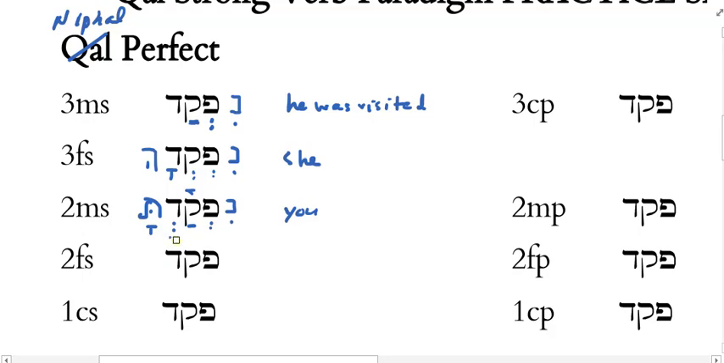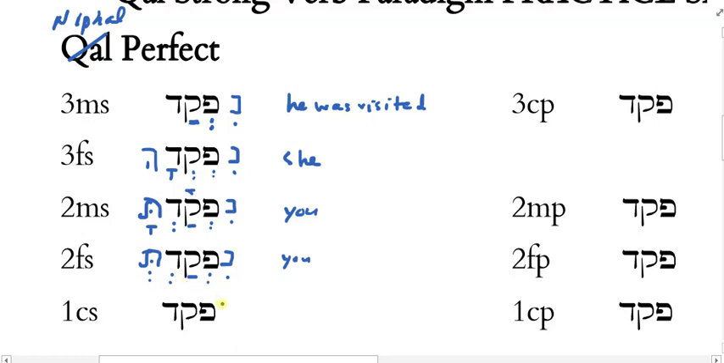What about the 2FS? What would I do here? Well, the Nifal perfect always has the Nifal nun with the hiriq, silent shva, and my basic form, the 3MS, is nifkad, but I want to add a 2FS ending, which is what? It's t with a silent shva, and the dalet also has a silent shva. So it's nifkadt. That's you, woman, were visited.